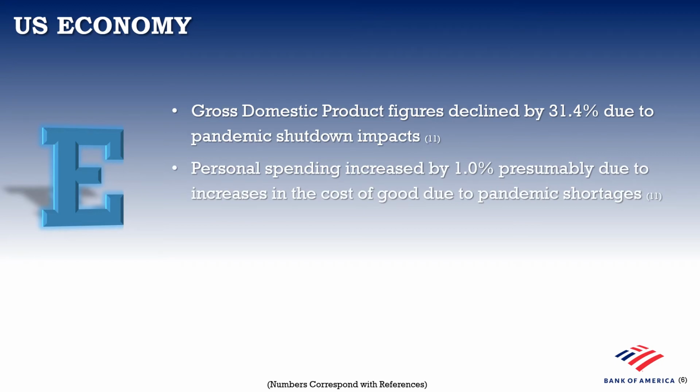Personal spending also increased by 1%, which is presumably due to the increases in the cost of goods due to the pandemic shortages. So as, of course, supply and demand happens, supply goes down, demand goes up, therefore costs go up as well, and therefore that increases the amount of spending necessary by individuals on maybe goods and services that they wouldn't normally spend money on.